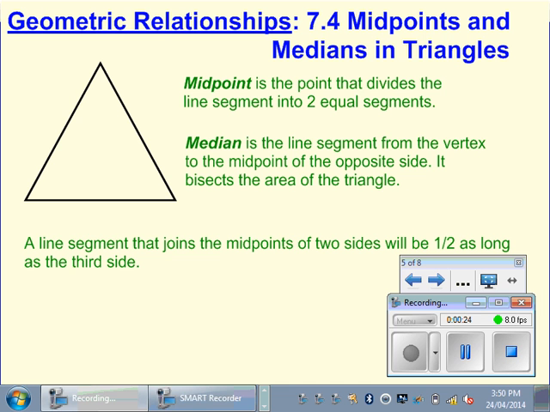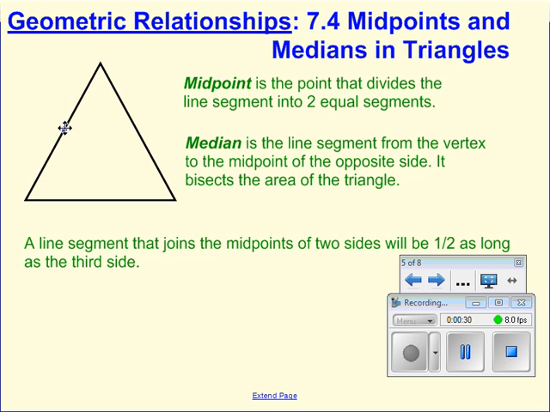So if I take a look at my triangle and I measure it out and divide it in half, I get a point right here that is right in the middle. So this means that this side of the line segment and this side of the line segment are equal. And the median will go right from the vertex here straight to that midpoint.